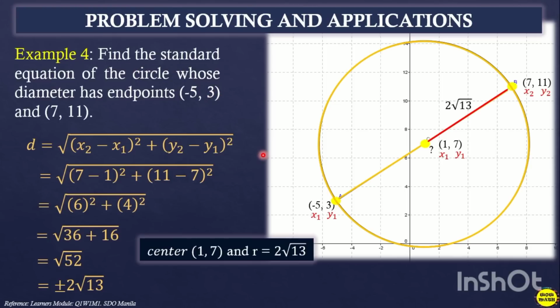So, from the equation of the circle, again, the center is 1, 7, and the radius is 2 square root of 13. So the standard form of the circle is x minus 1. Bakit negative? Kasi positive yung h natin. Ganon din yung y minus 7 squared. Yung k natin is positive. So y minus 7 squared is equal to the quantity of 2 square root of 13 squared. So ito pwede pa natin i-simplify to.